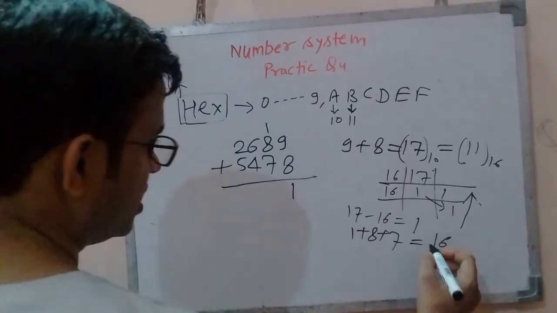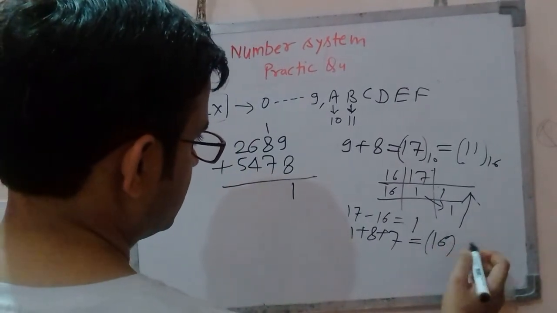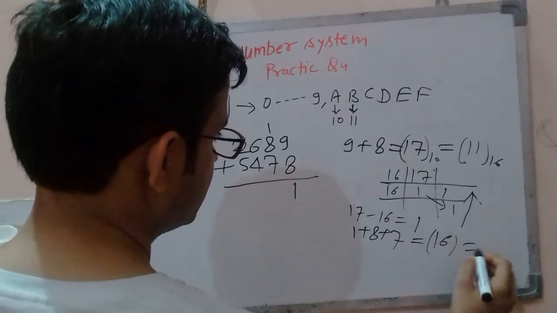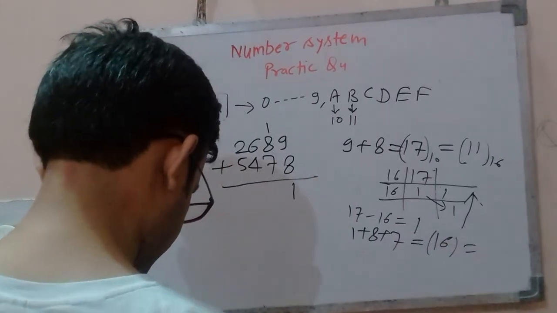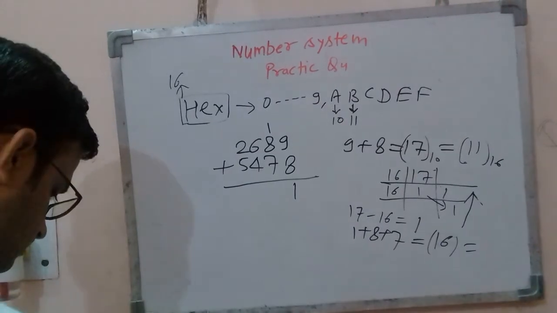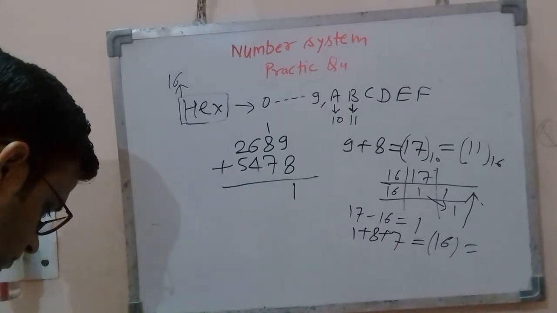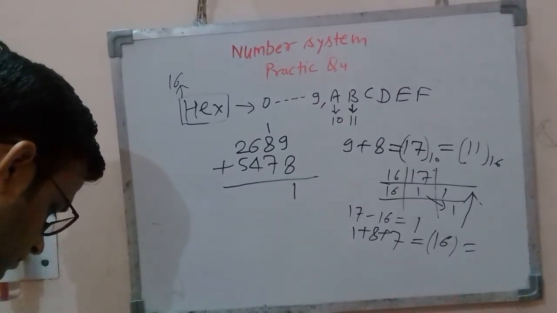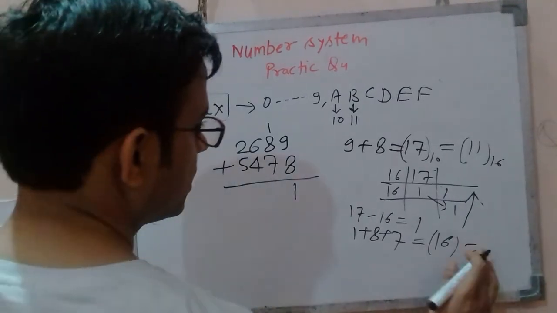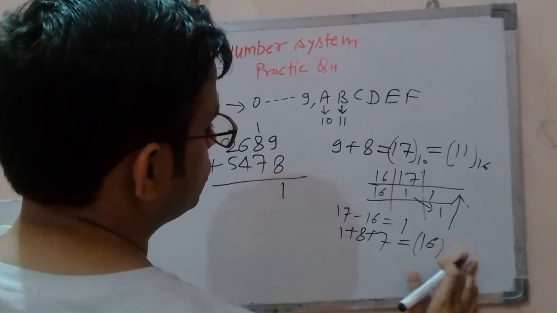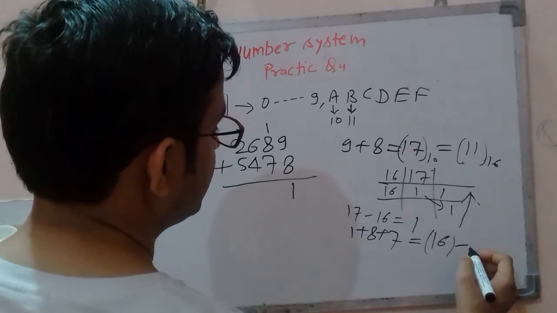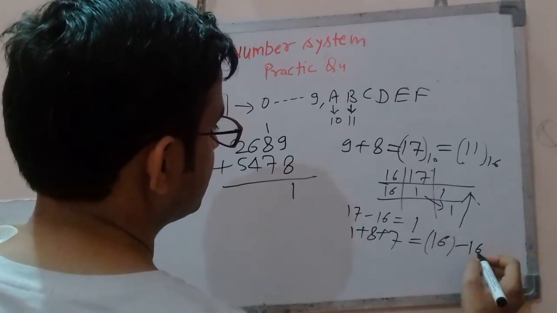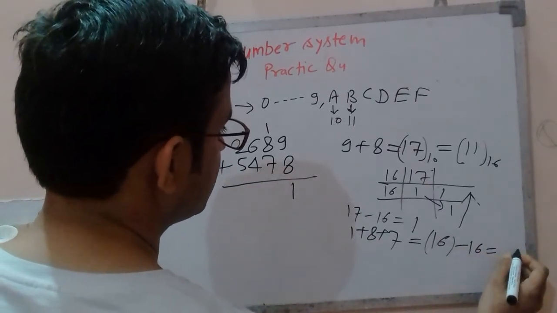Right? Decimal 16. Can you convert this 16 into hexadecimal? So the number exceeds 15, right? That means subtract the base of the hexadecimal system, that means write 0 here.